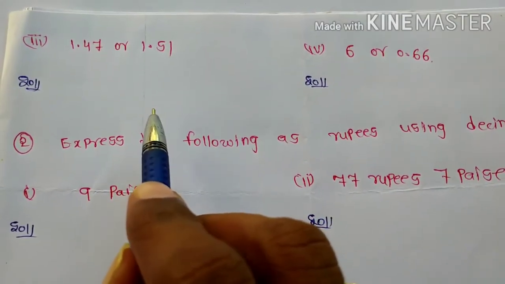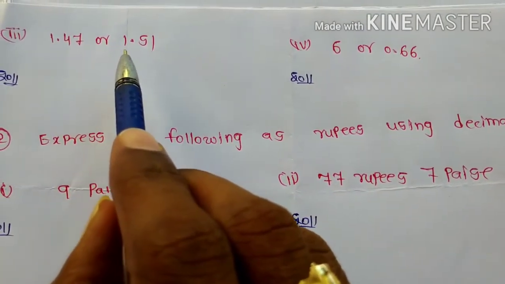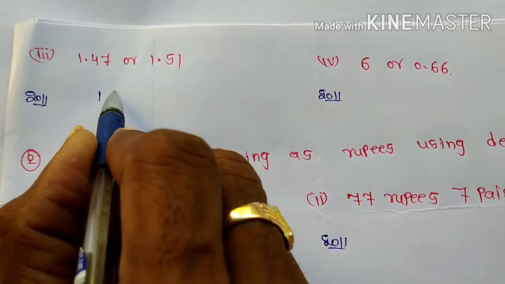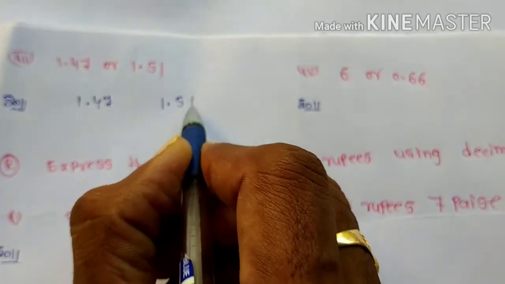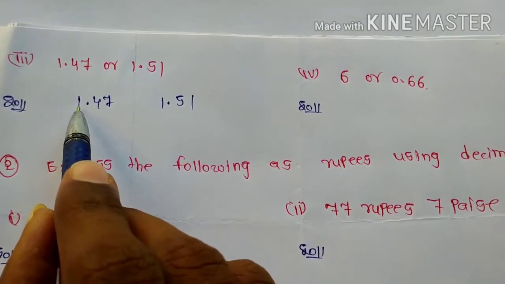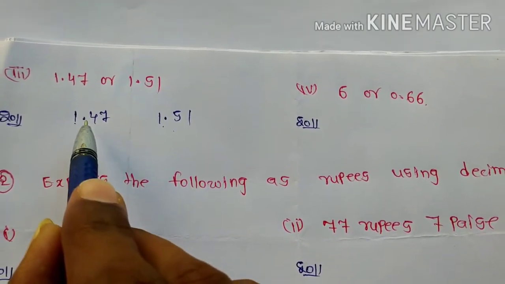Now you can see here one more question. Which one is greater? 1.47 or 1.57? You can write here 1.47 or 1.51. First we can see the integral part. Both integral parts are the same. Here 1, here also 1. So both are the same or not? Yes, you can see next two.